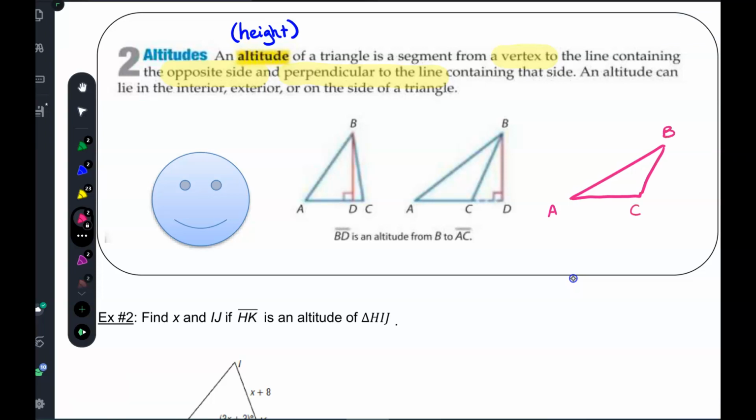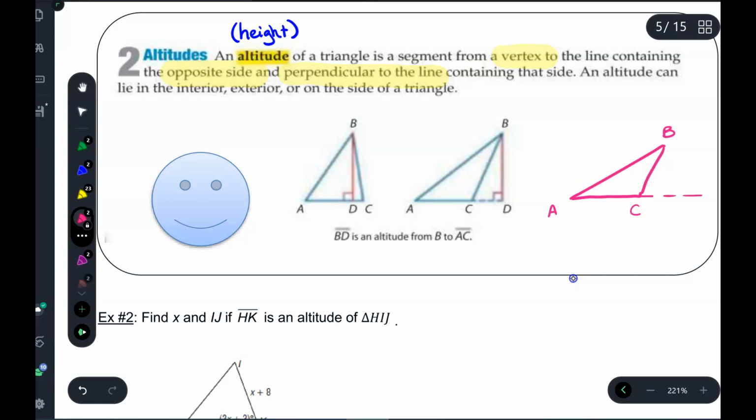Okay. If I want to draw the height of this triangle, can I draw a right angle straight down? So what do I have to do? You have to go from C. I would take my ruler and I would extend this side. So I would take my ruler, extend the side, and then I could draw straight down.